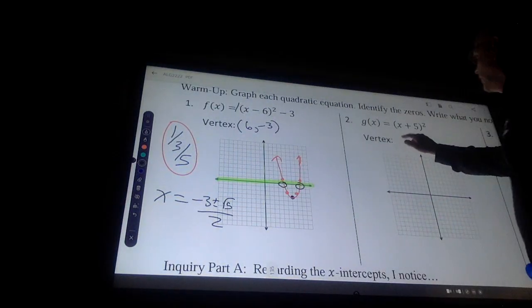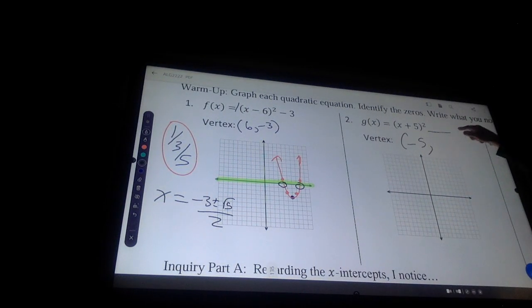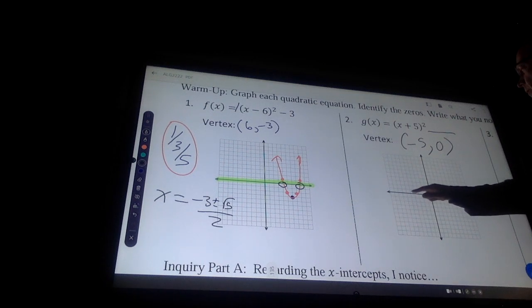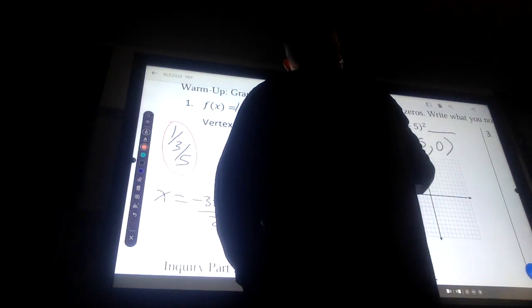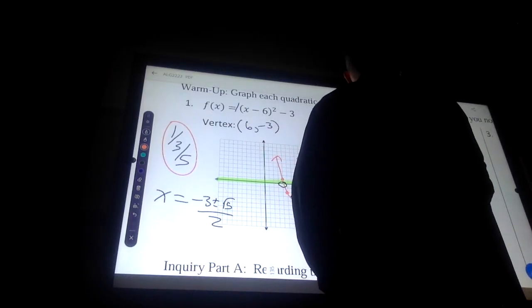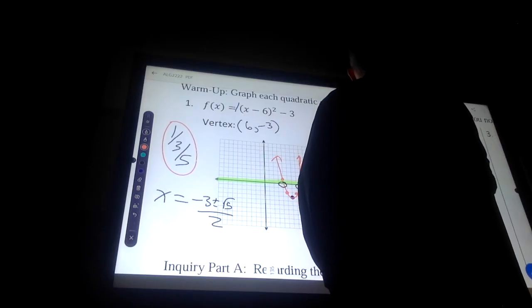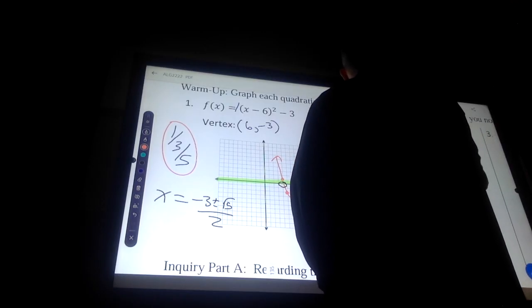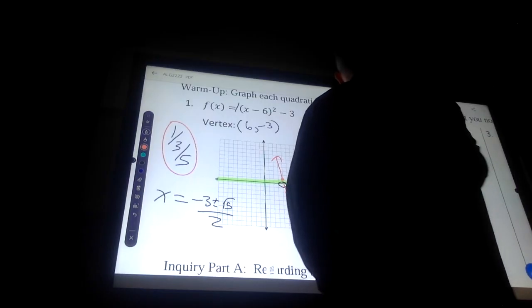Number 2, vertex negative 5, and there's nothing back here. So if there's nothing back there, nothing in math is 0. So I get negative 5, 0, which is there. Okay, my pattern graph's going to work nicely because there's a 1 right there. So it opens up, and we'll go right one up 1, left one up 1, right one up 3, left one up 3. There's our parabola.